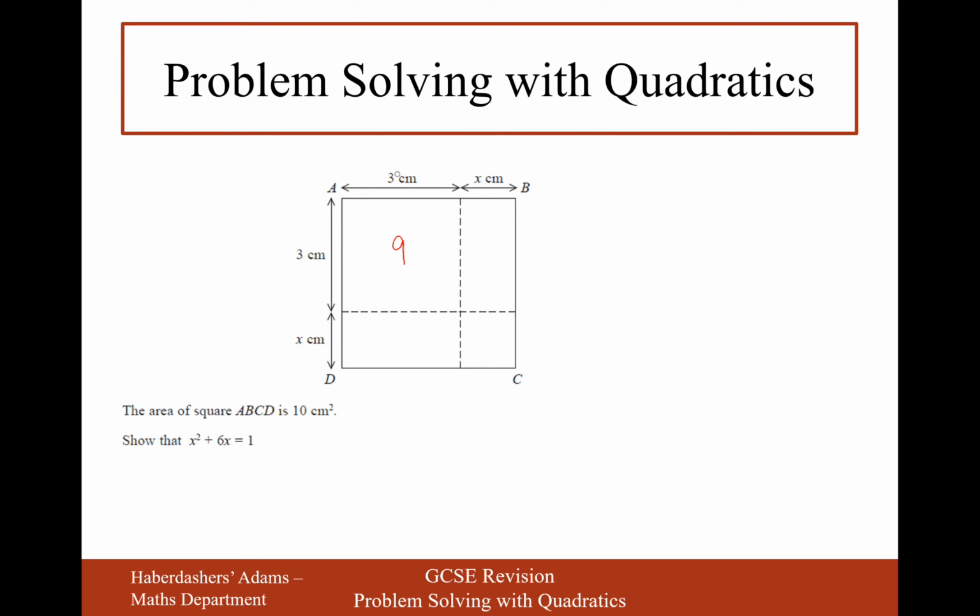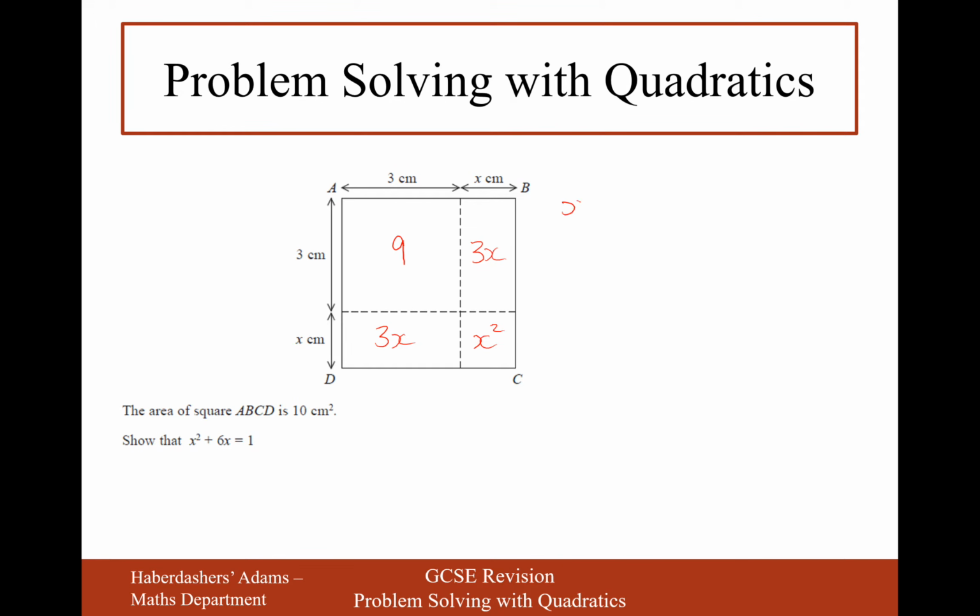So this area here, you can multiply the terms on the outside. 3 times 3 is 9, because it's a rectangle, you can do that. 3 times x, that's 3x. 3 times x again is 3x. And then x times x is x squared.